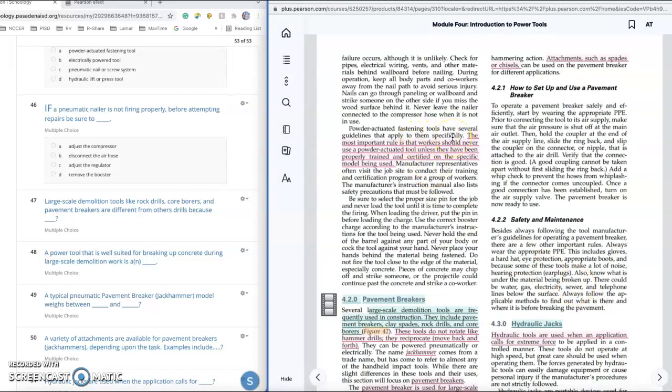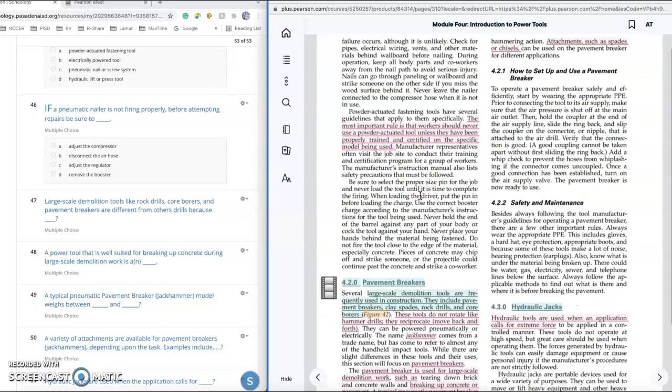Powder actuated fastening tools have several guidelines that apply. The most important rule is that workers should never use a powder actuated tool unless they have been properly trained and certified. That's the third time they brought that up.